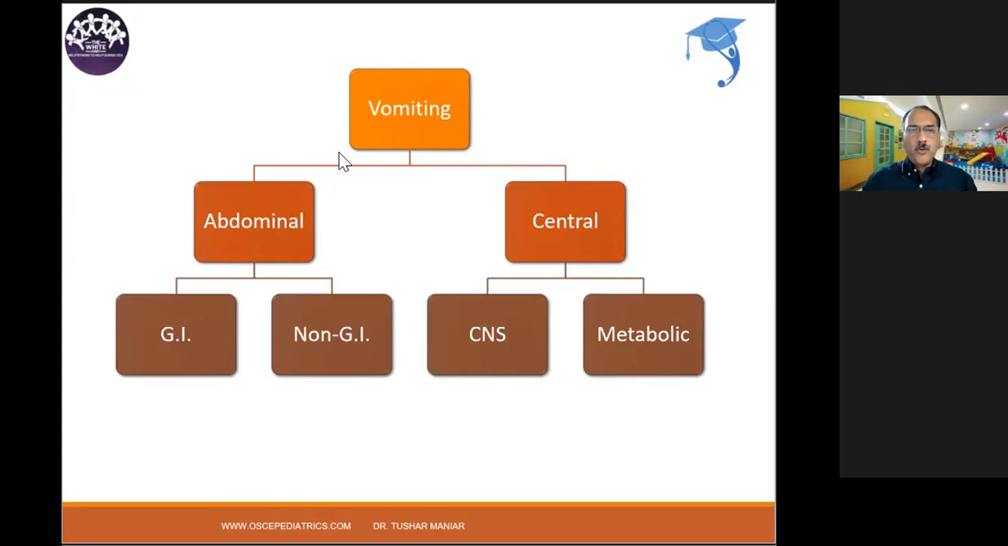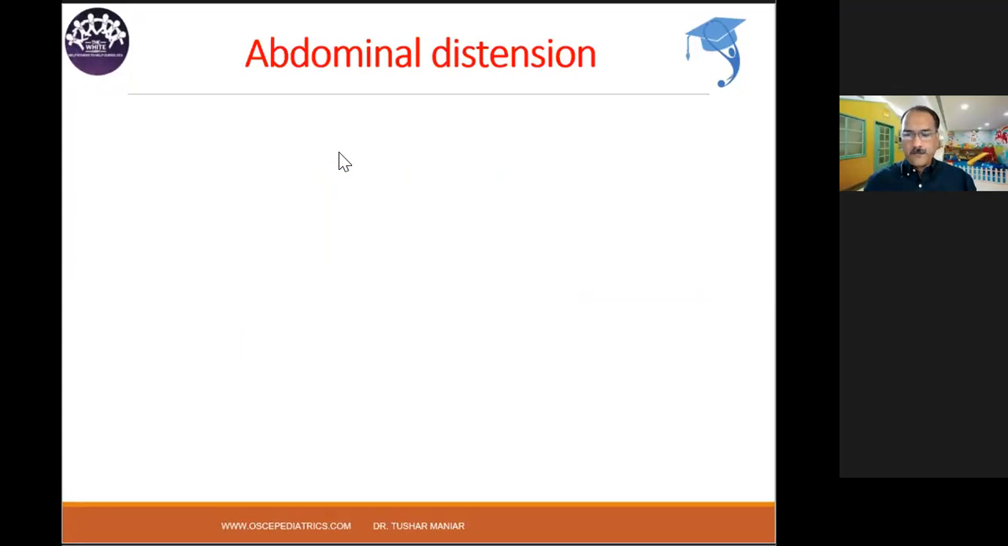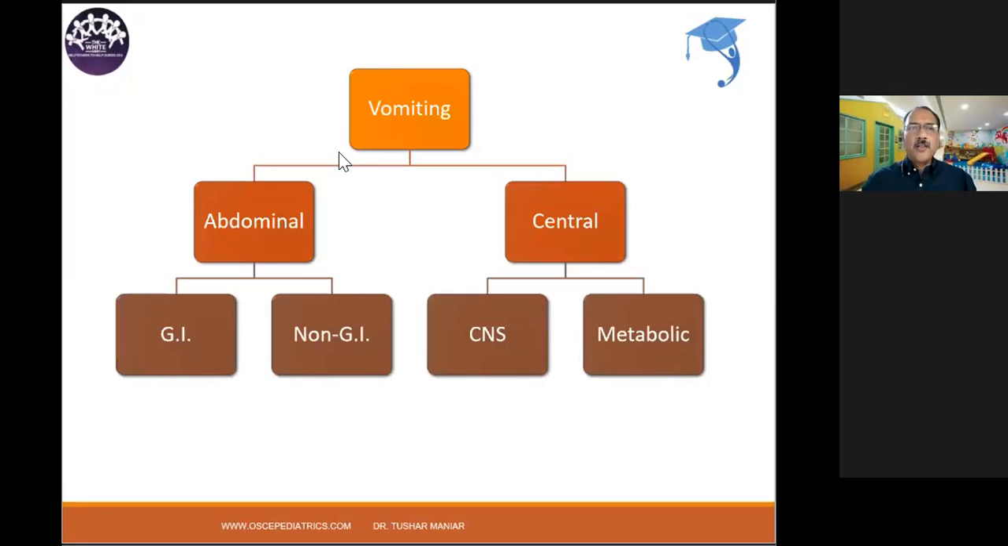Non-GI problem in infant, as we mentioned, could be a UTI or it could be hepatitis, correct? These two can give rise to vomiting. And GI would be your gastroenteritis or gastritis or obstructive lesions in your GI system.